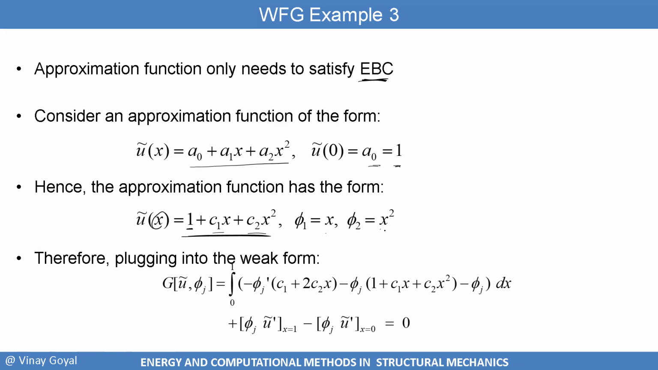Phi1 is x, phi2 is x squared. And now for u tilde, I plug in all this. And then for the del u, I'll plug in each of the phis, x for the first equation, x squared for the second equation. You can see here how the phi here vanishes at x equals 0. That makes sense because these phis have to satisfy the homogeneous form of the boundary condition. That goes to 0 clearly at x equals 0.